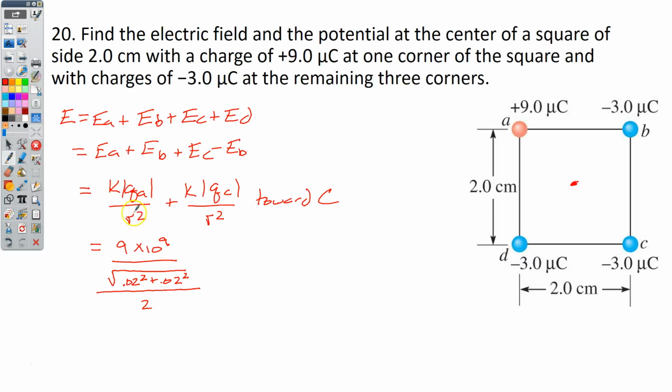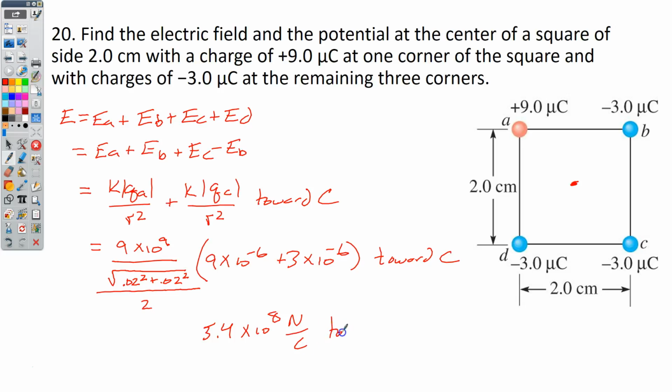So now we've taken care of the K's, we've factored out the R's. Now we just need to do the charge on A plus the charge on C. So the charge on A is 9, and remember their absolute value, 9 times 10 to the negative 6th, plus 3 times 10 to the negative 6th, and the direction here is toward letter C. And so if you go through and do all your math, you should end up with 5.4 times 10 to the 8th newtons per coulomb, and your direction here is toward C.